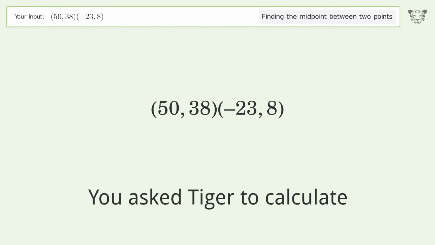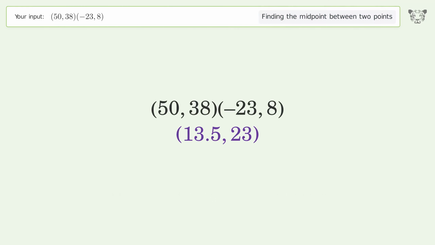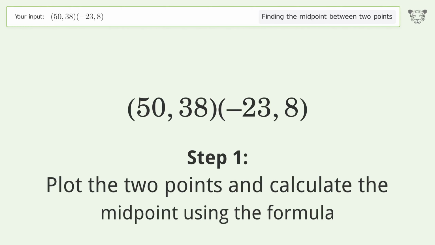You ask Tiger to calculate. This deals with finding the midpoint between 2 points. The midpoint between the 2 points is 13.523. Let's solve it step by step. Plot the 2 points and calculate the midpoint using the formula.